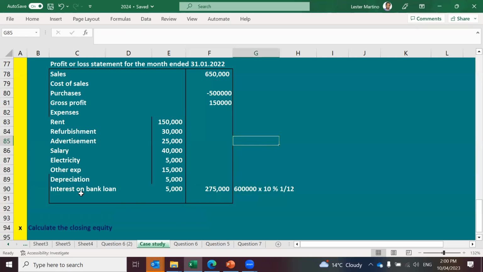So you result in a loss for the month. You have a loss for the month of 125,000. The total expense is 275,000 and gross profit is 150,000. So you end up with a loss of 125,000. Is it clear, everyone?